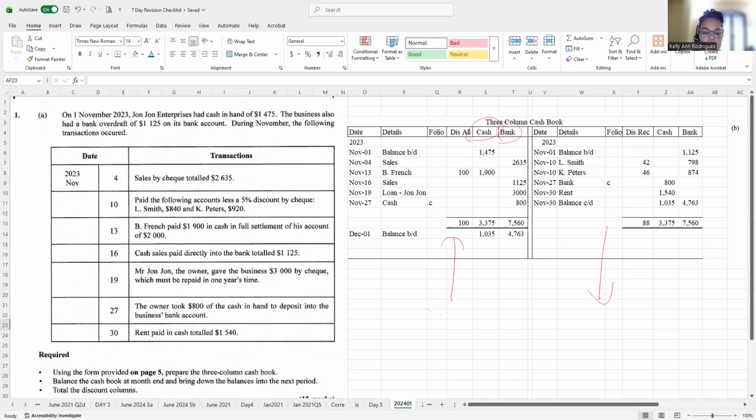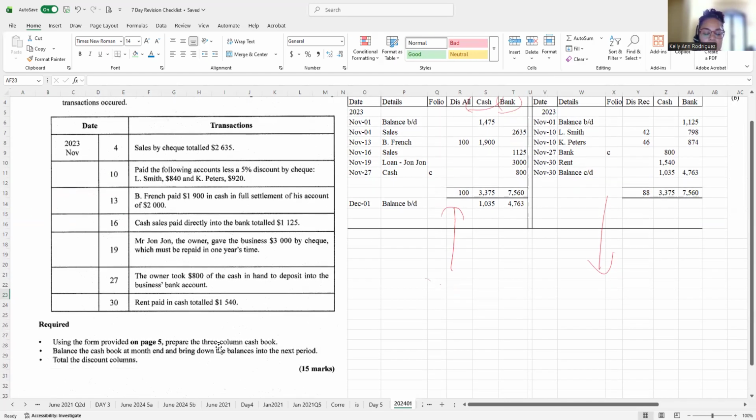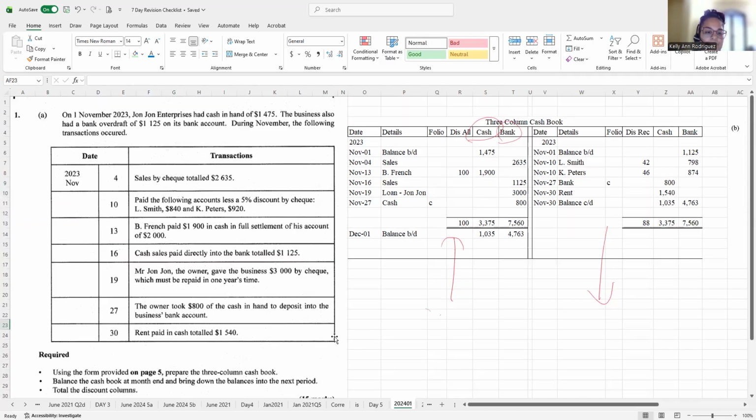So they give you this form already, provided on page 5. Prepare the 3-column cash book. Balance the cash book at the month end, bring down the balances at the next period, and total the discount columns. On November 1st, 2023, John Enterprise had cash in hand of 145 and the business had an overdraft, which means they're owing money, so it goes on the credit side. So on November 1st, you put your balance brought down, 145 in the cash column, and 125 in your bank. Do not mix up your beginning balances, it will screw up your whole question.